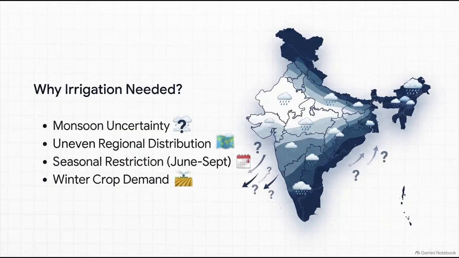So why do we need this artificial supply? First off, our famous southwest monsoon is highly unreliable. It often just fails to show up on time. Second, the rainfall we do get is incredibly uneven. You've got some places flooding, while others are facing severe drought. Third, rain is restricted mostly to just a 4-month window, from June to September. And finally, our winter crops literally cannot grow without artificial watering.